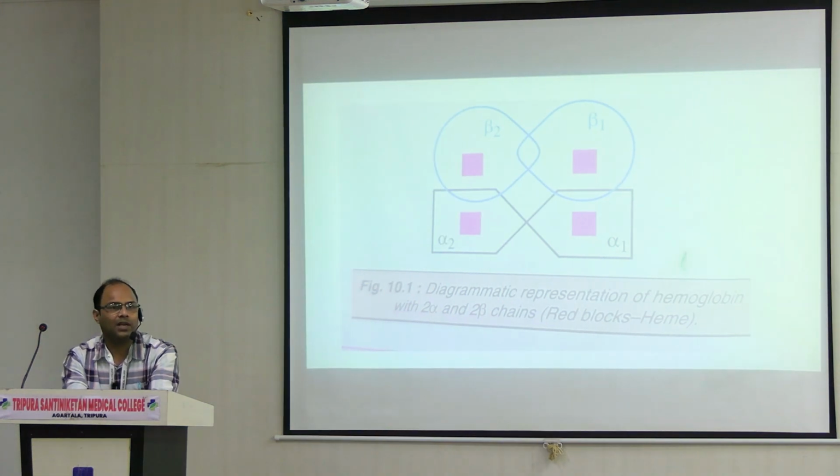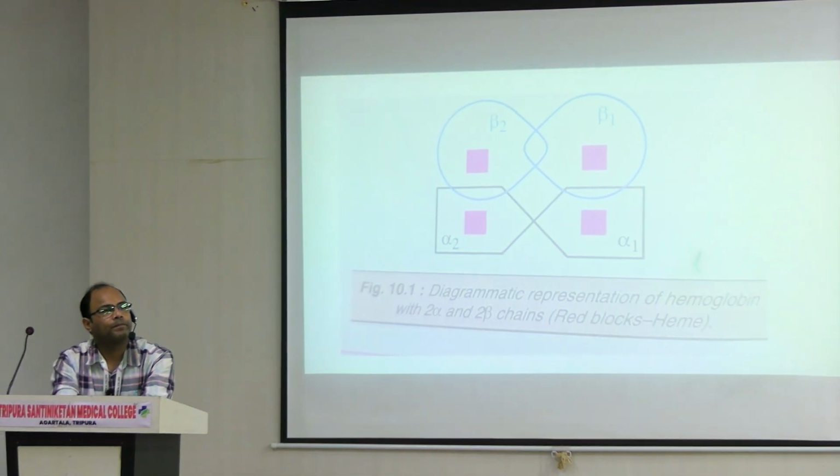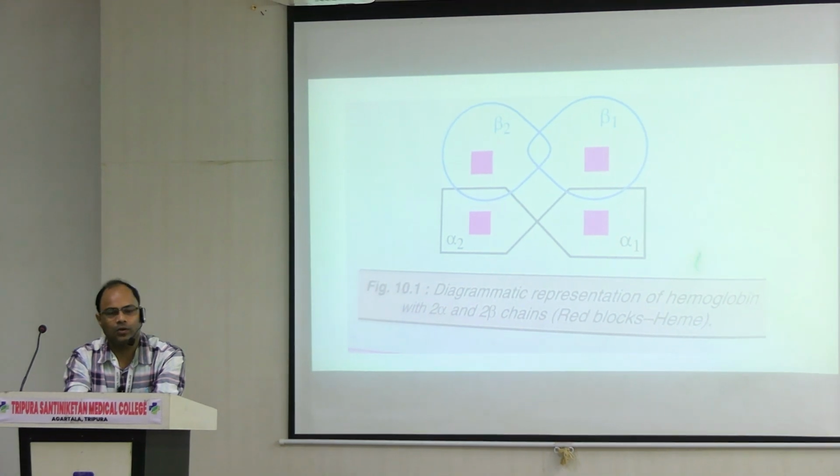Please tell me something about thalassemia. According to the absence of chain, the nomenclature is given. Say alpha chain is absent, there is alpha thalassemia. Beta chain is absent, this is beta thalassemia. Okay. What is the clinical manifestation? Beta thalassemia is very common.